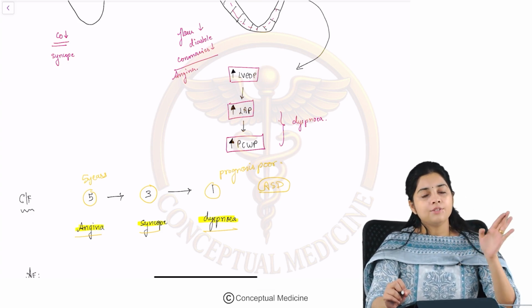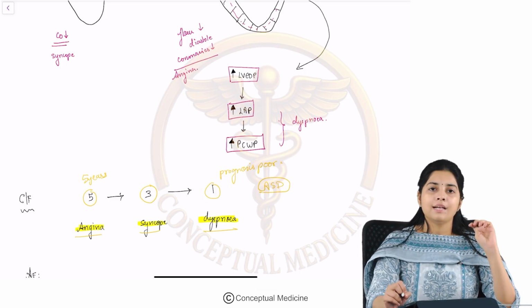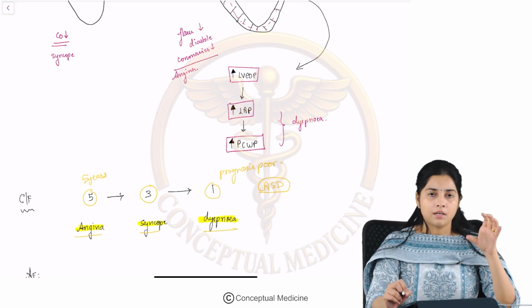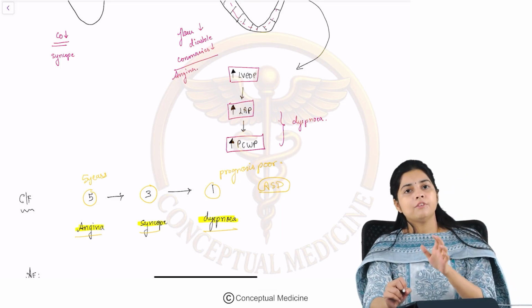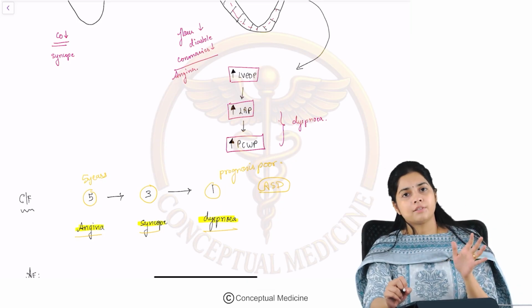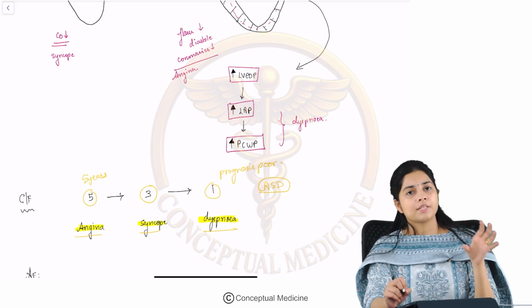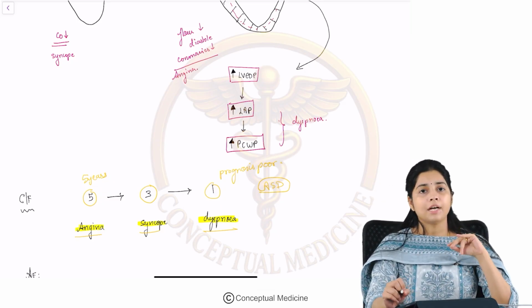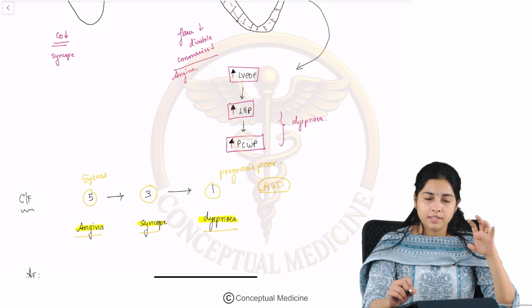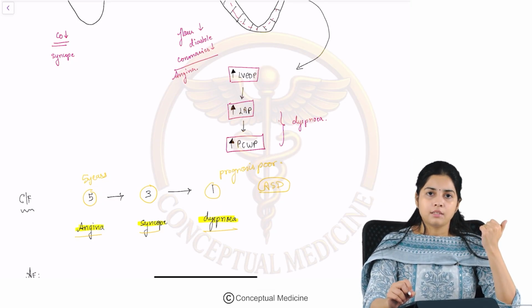So remember, angina, syncope and dyspnea. Angina is the first symptom to occur. It basically means that if the patient has developed angina, the patient has 5 years to live, followed by which there is syncope and there can be dyspnea.